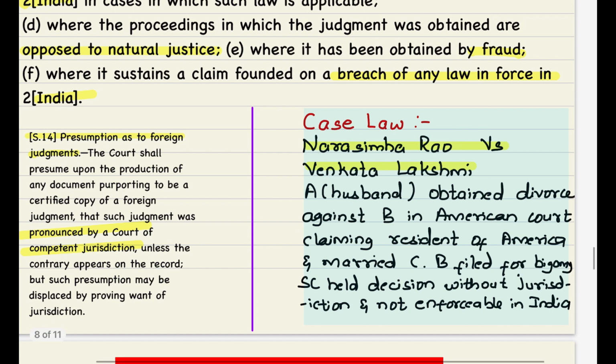Case law: Narasimha Rao versus Venkata Lakshmi. What happened in this case was, the husband obtained a divorce in an American court from his wife, claiming that he was a resident of America, and he married C. So B came to India and filed the case for bigamy. The Supreme Court held that it was a decision without jurisdiction and not enforceable in India. American law is different for divorce, and Indian law is different for divorce under Hindu law. So this man A obtained a divorce in an American court from B and then married C. So it was not enforceable in India. He was convicted for bigamy.